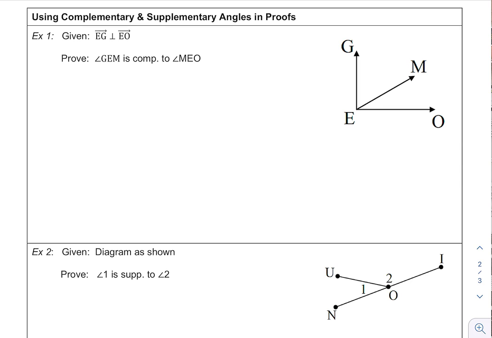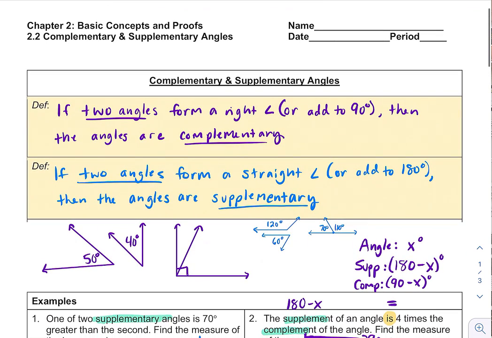In this video, we're going to look at the second half of the 2.2 notes, which is using complementary and supplementary angles in proofs. As you work this through, it's important that we know the definition of what it means for angles to be complementary or supplementary. So if two angles form a right angle, then the angles are complementary. And if two angles form a straight angle, then they are supplementary.